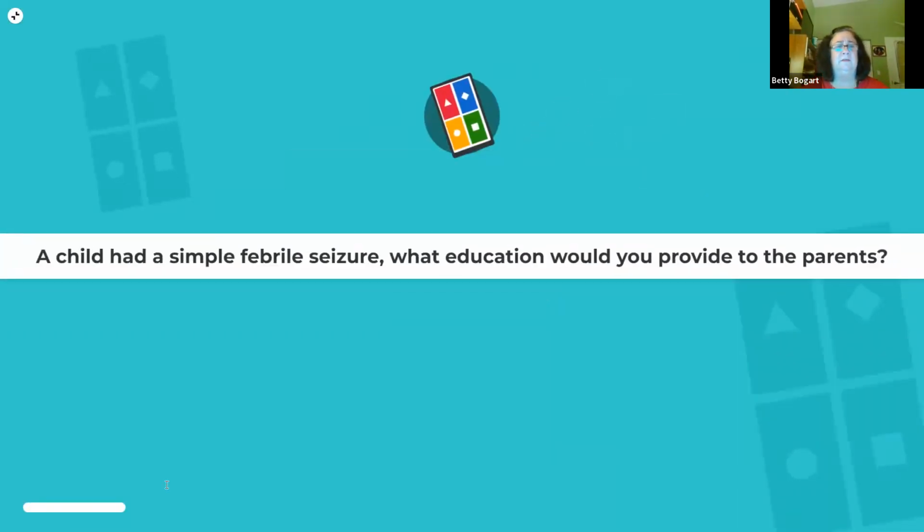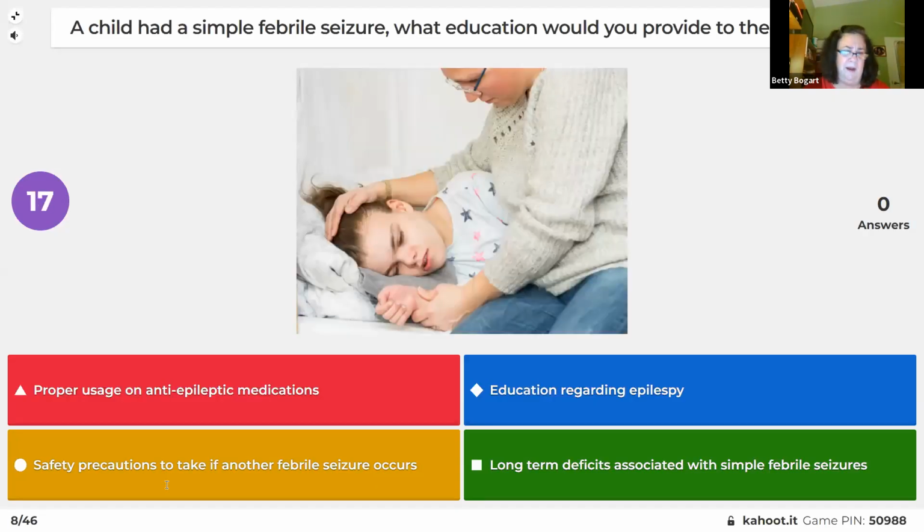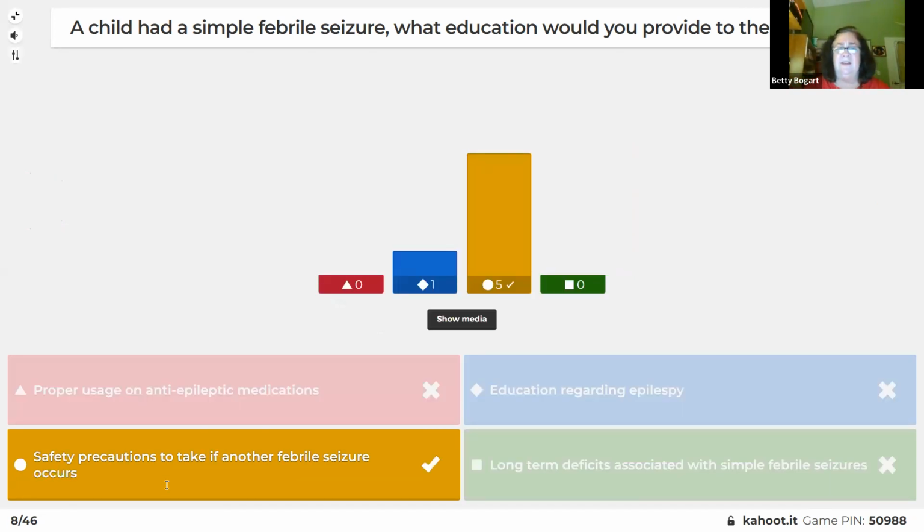Claudia's now on fire. So a child has a simple febrile seizure. What education would you provide the parents? Now, we talked a little bit about febrile seizures, and we talked about having the fever and if it was dangerous. Remember, once you have a fever, you're actually safe. It is that rate of rise that goes so quick that causes the seizures.